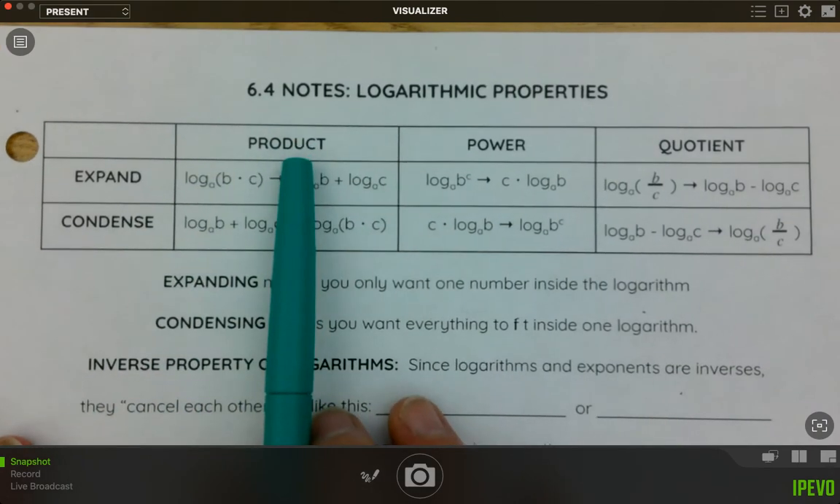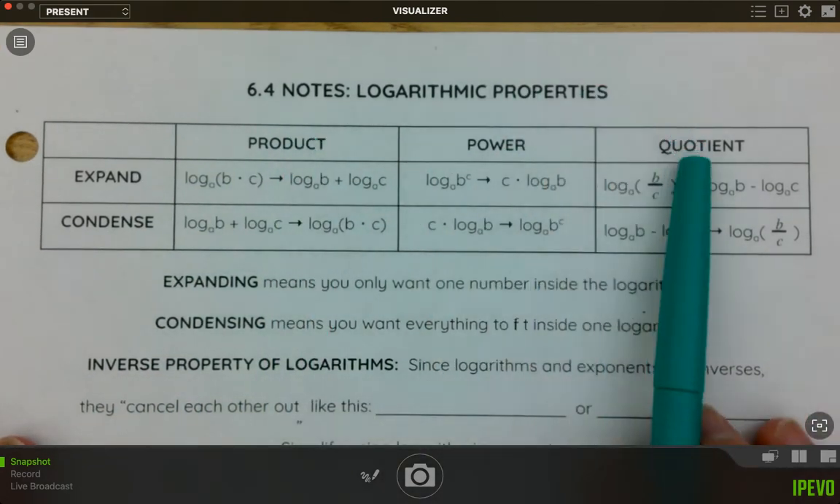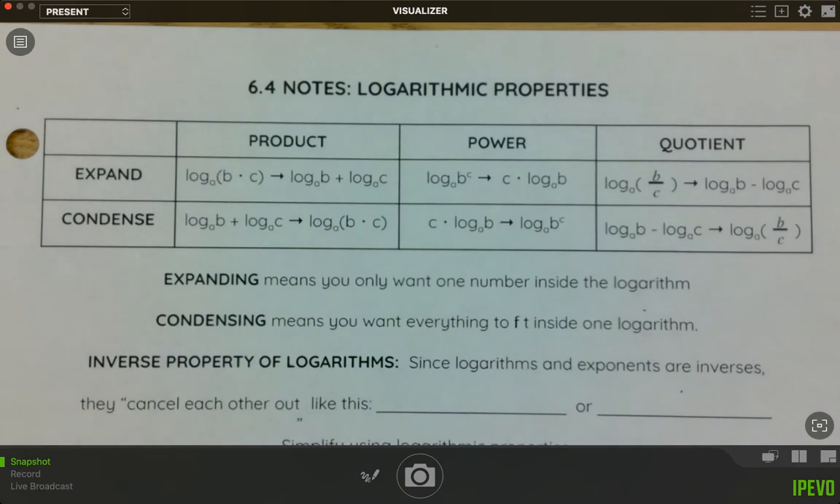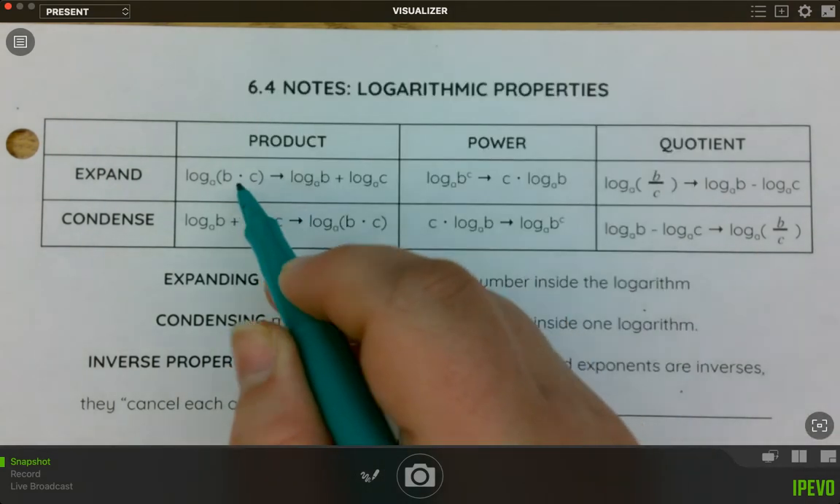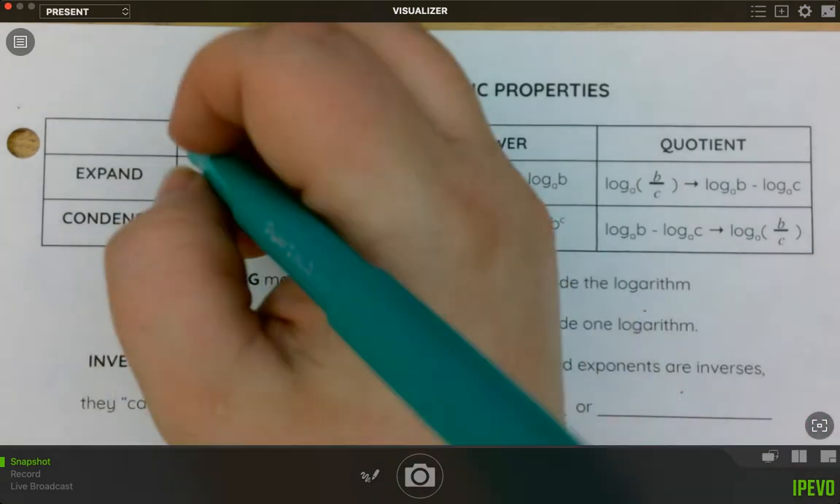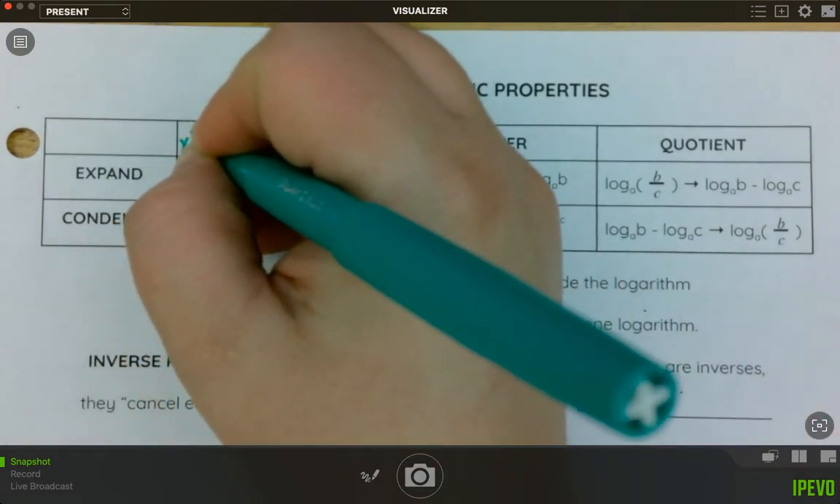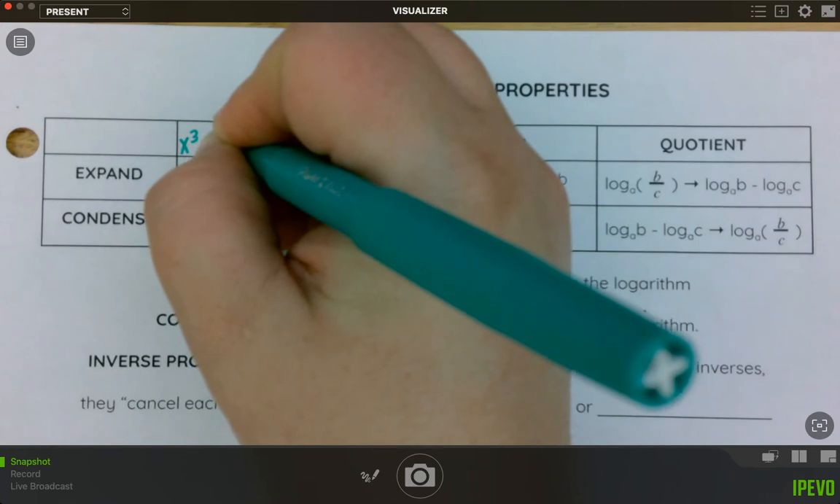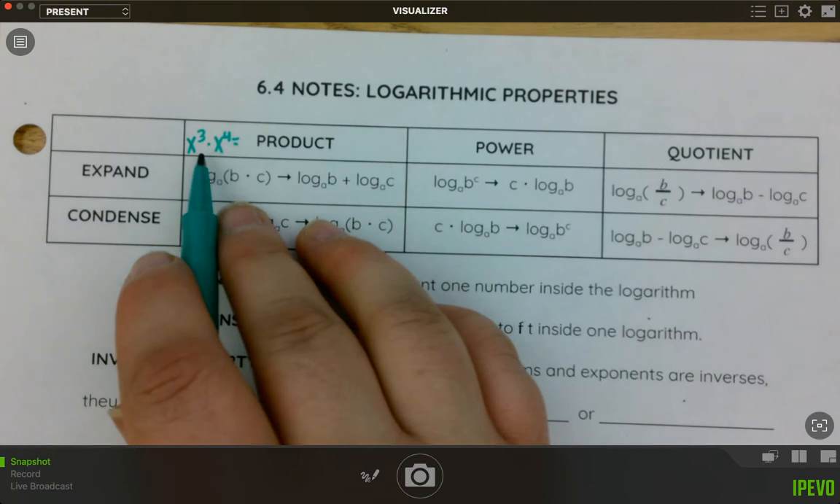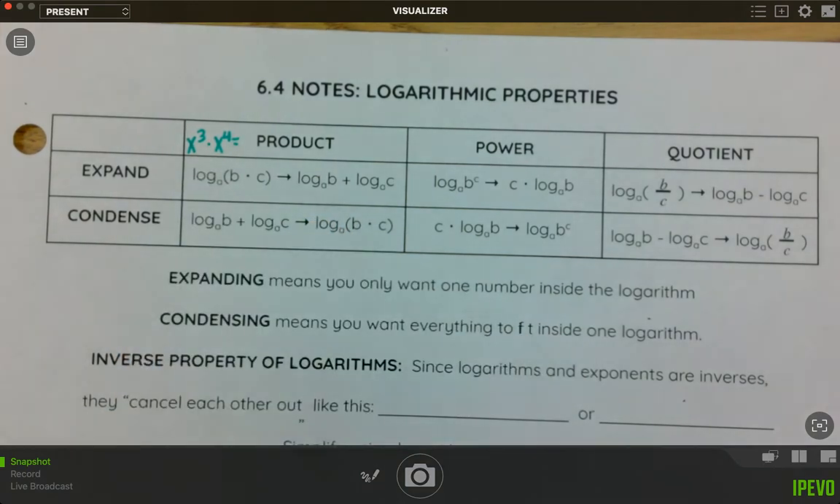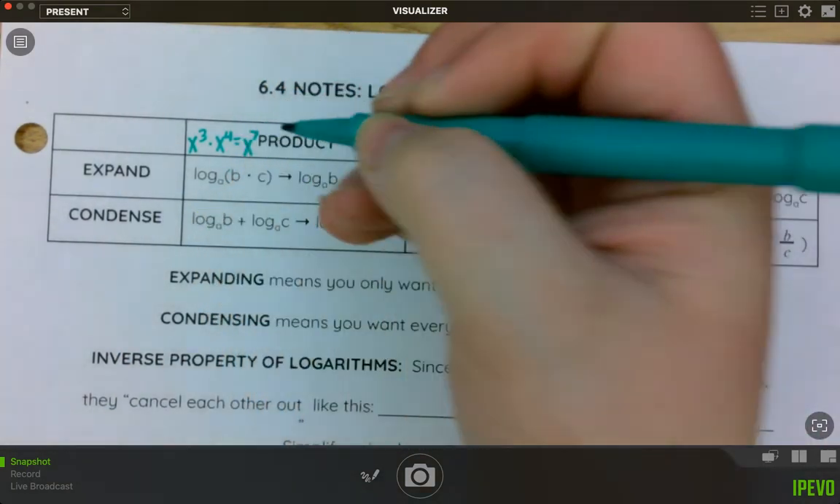Basically, we've got three log properties: product, power, and quotient. I do not need you to know the name of the properties. All I need you to know is how they work together. So, for example, we have this product. Product means multiplication. And if you have two things that are being multiplied together, this is sort of like saying, let's see, x to the third times x to the fourth. What do you do with those exponents if you are multiplying? You add them. So this will be the same thing as x to the 7th.